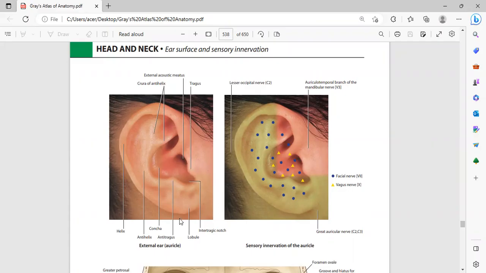So this part is the lobule, which is made up of fibrofatty tissue. Then the rest is made up of yellow elastic cartilage. So this is the helix. Opposite to the helix, you have the antihelix. Here is the tragus. Opposite to the tragus, you have the antitragus. And inside here, you have the concha, and the concha will open into the external acoustic meatus. Right?